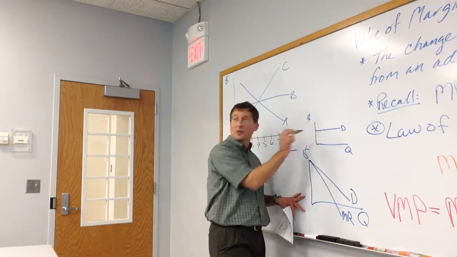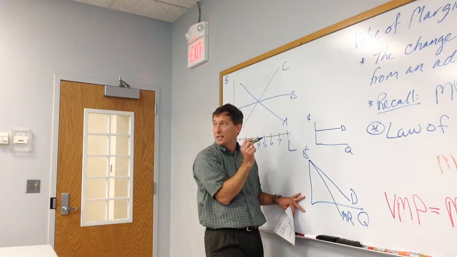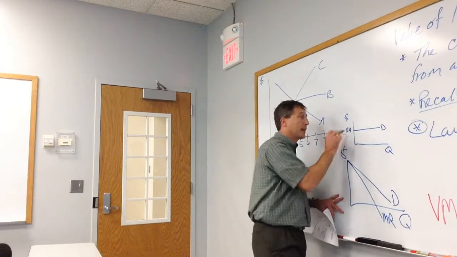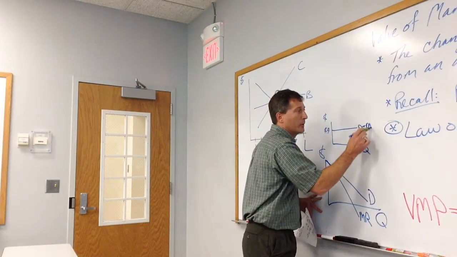What did the marginal revenue curve look like in perfect competition? It's the same. Good. So it was equal to the market price. If we were selling corn for $4, then marginal revenue was constant.